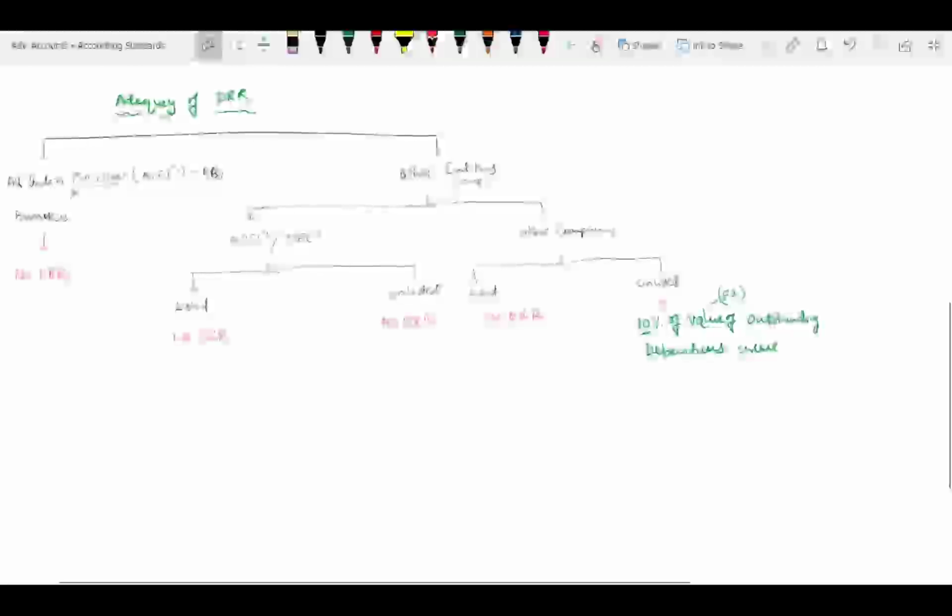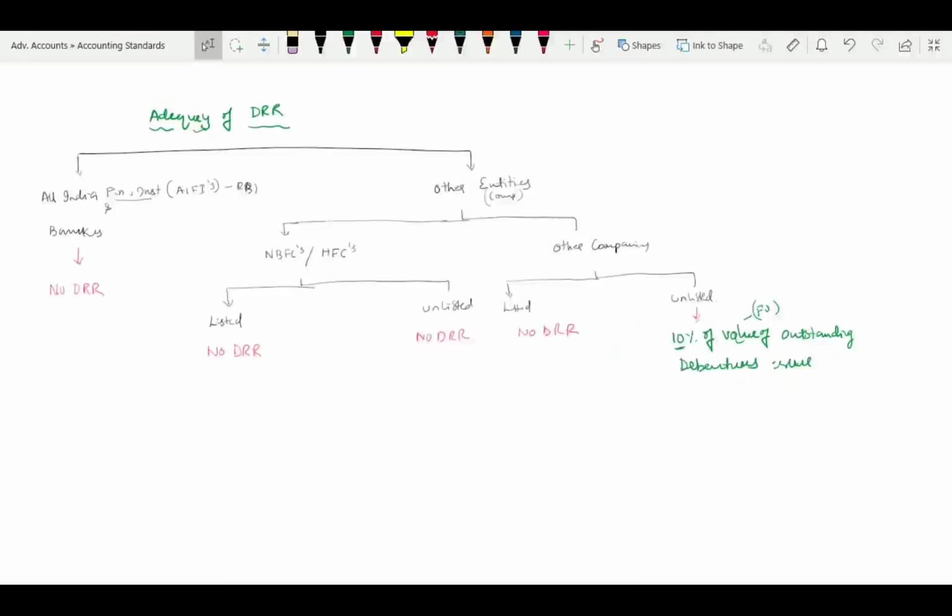So this 10%, my dear friends, is usually what we have to create. In the year, at least this 10% you're supposed to create, at least before redemption.